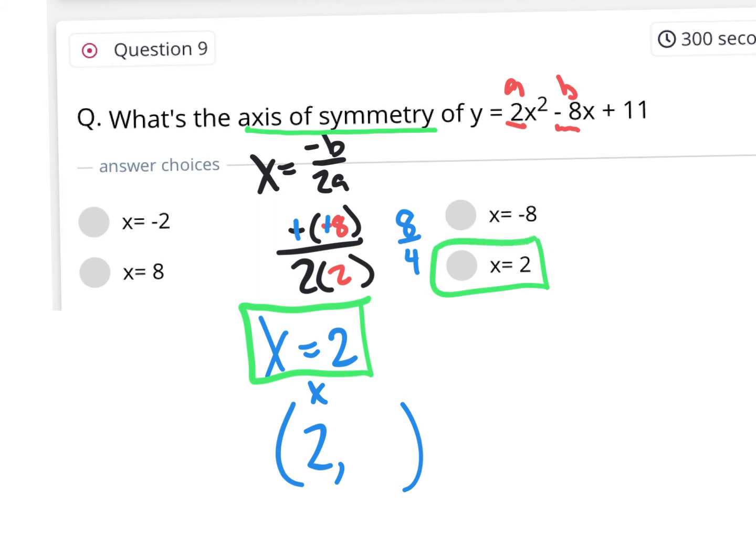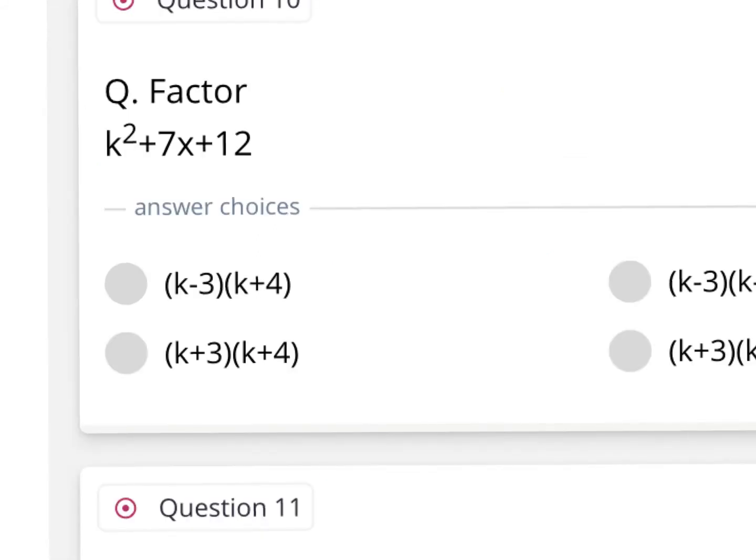Moving on to question number 10. Factor. We do have a quadratic trinomial right here, and the a value is 1. There's no number that we see out here. So whenever you see that, go ahead and start this factored form format with whatever variable you have right there. It's k squared, so you know it's going to be a k times k. Now the trick to filling in these spots right here is to think what times what is the c value that if you combine together is the b value.